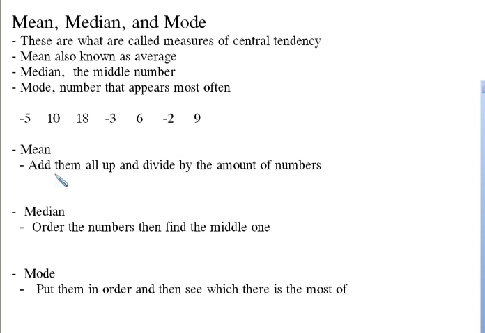So if we look here, mean, all you do is you add up all the numbers and then divide by the amount of numbers. So we've got 1, 2, 3, 4, 5, 6, 7 numbers here, so we're going to divide by 7. Negative 5 plus 10 is 5, plus 18 is 23, plus negative 3 is going to be 20, plus 6 is 26, plus negative 2 is 24, plus 9 is going to be 33. So it's going to be 33 divided by 7.